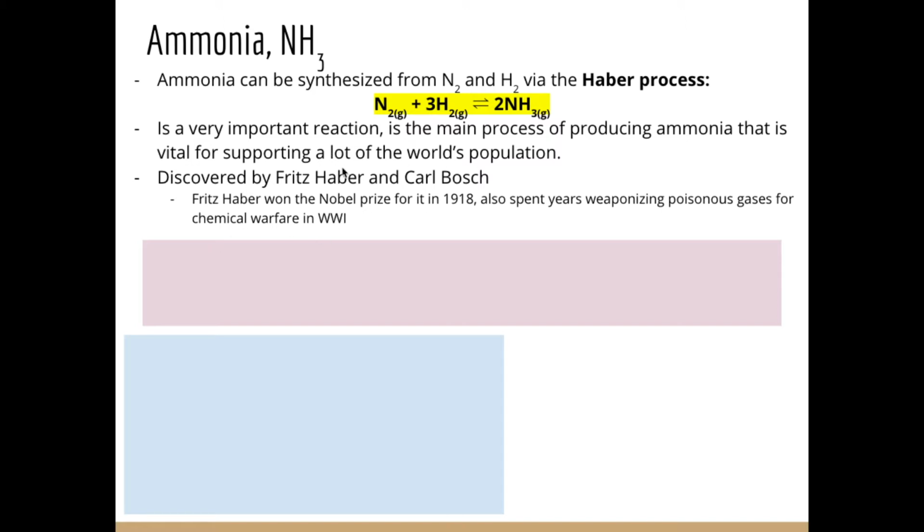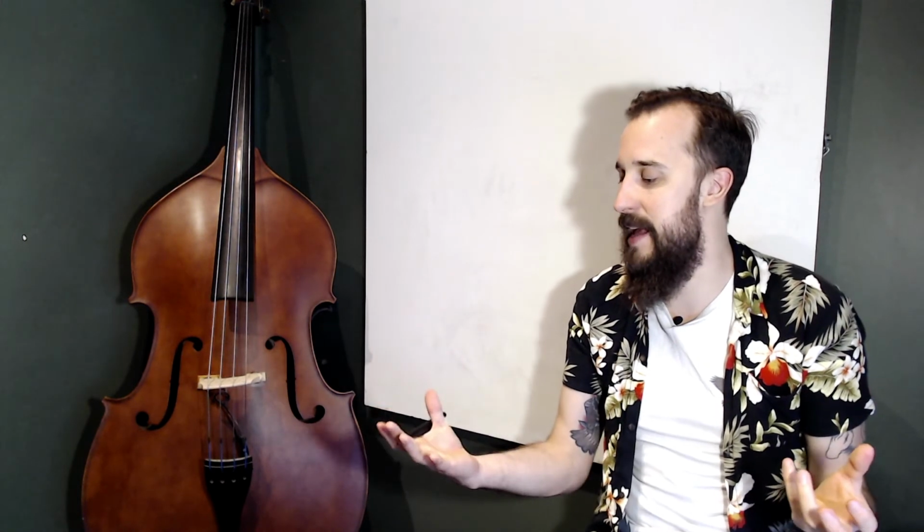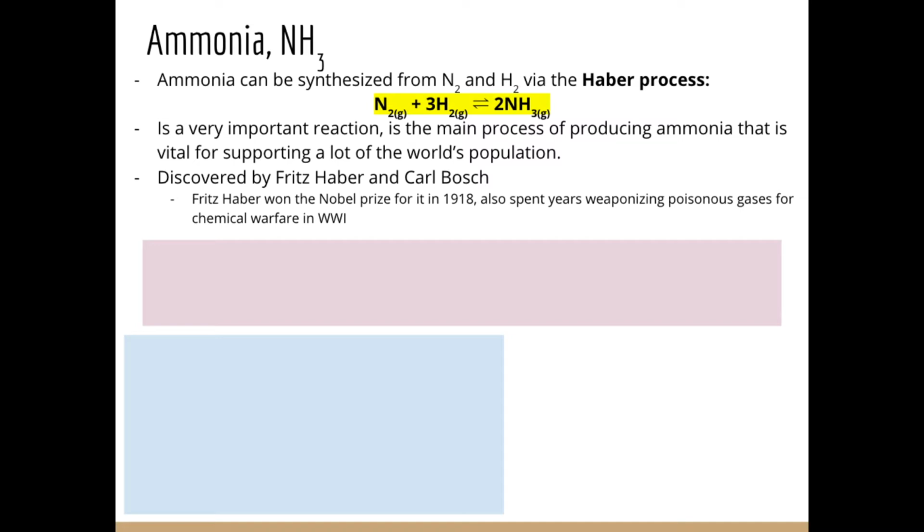Like I said, Fritz Haber won the Nobel Prize in chemistry for this process in 1918, but he also spent years weaponizing poisonous gases for chemical warfare in World War I. So quite interesting. On one hand, he developed a process that has saved and fed millions and millions of people, but he also developed a process that caused many deaths, many painful deaths, through chemical warfare. Interesting fellow, worth having a read up about him. But let's do a question to move on from that.